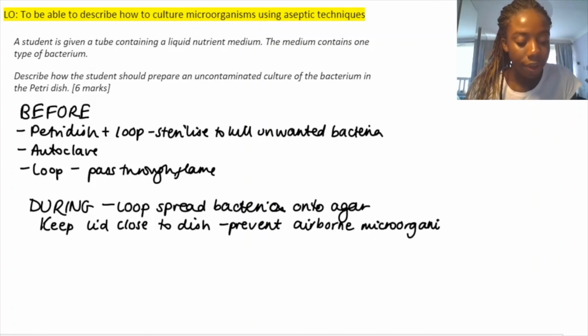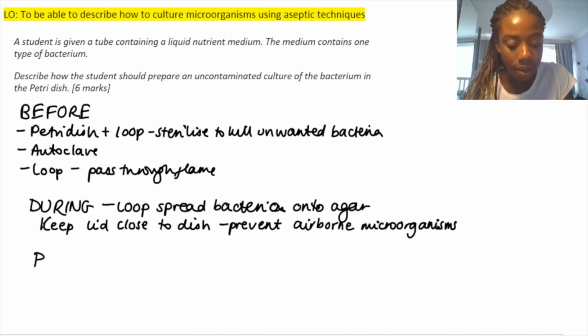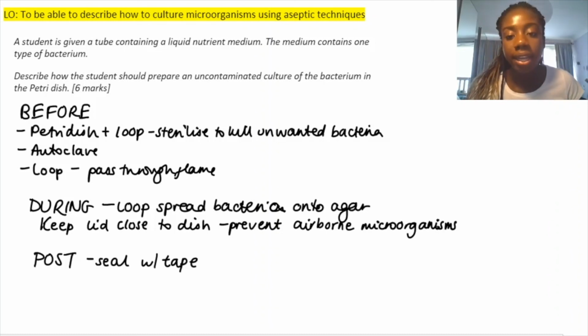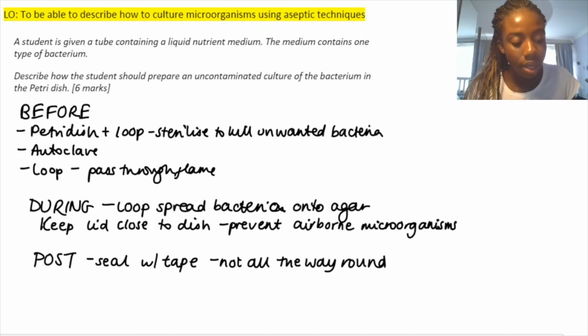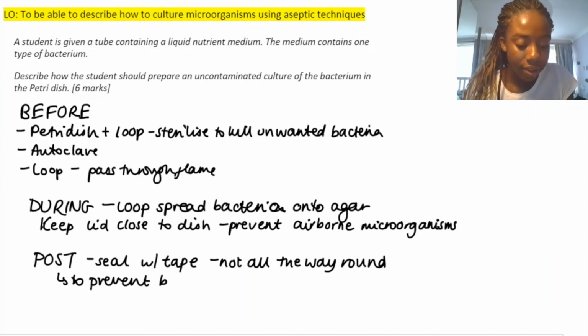So next we're going to focus on how we can avoid contamination post-inoculation. So this is going to be things to do with our petri dish. First of all, we're going to seal it with tape, but obviously not all the way around, so we don't get harmful anaerobic bacteria. Not all the way around. And then put the reason why we're doing that, so to prevent bacteria entering.